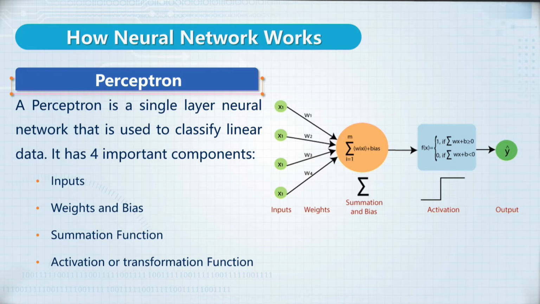Once the inputs are assigned some weight, the product of the respective input and weight is taken. Adding all these products gives us the weighted sum. This is done by the summation function. The main aim of the activation functions is to map the weighted sum to the output. Activation functions such as ReLU, sigmoid, and so on are examples of transformation functions.